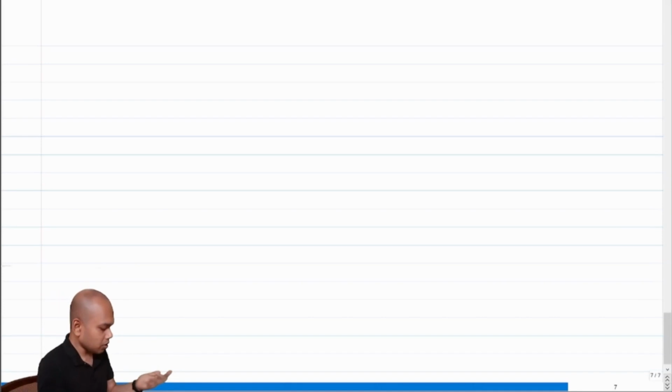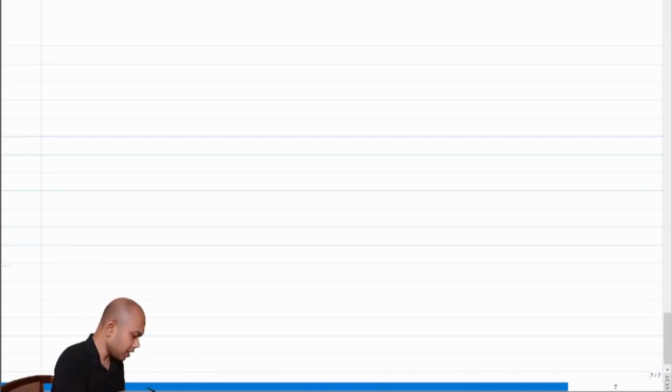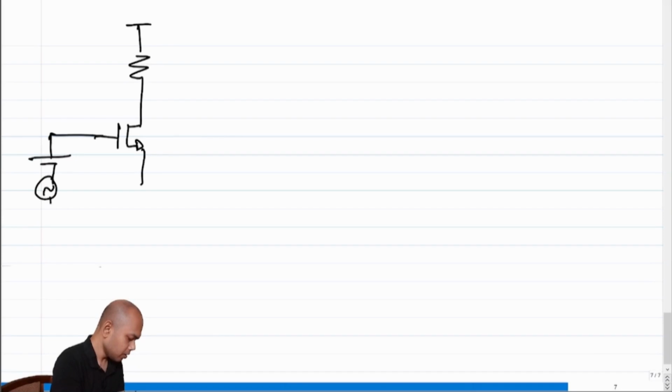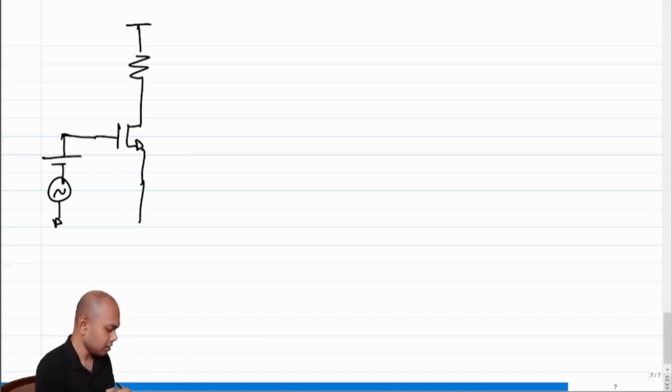So let's see quickly what I mean by that. So this is the common source amplifier configuration with an NMOS transistor.